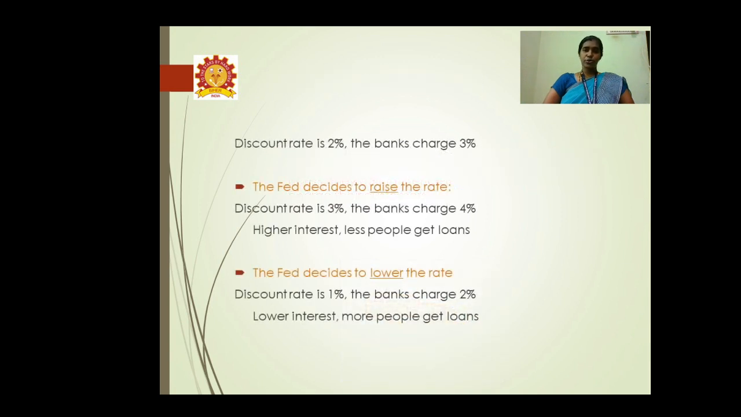So the discount rate is 2%, the bank charges 3%. The Fed decides to raise the rate. Discount rate is 3%, the bank charges 4%. Higher interest rate, fewer people get loans. So this is the idea. The Fed decides to lower the rate. Discount rate is 1%, the bank charges 2%. So lower interest rate, more people get loans.